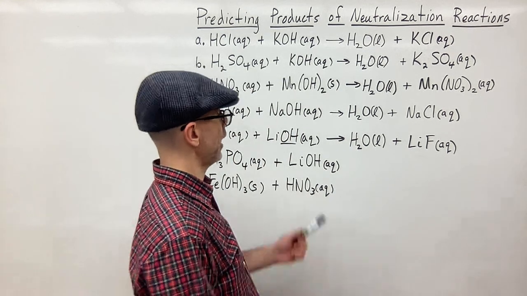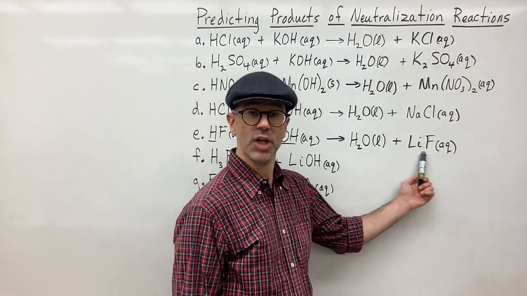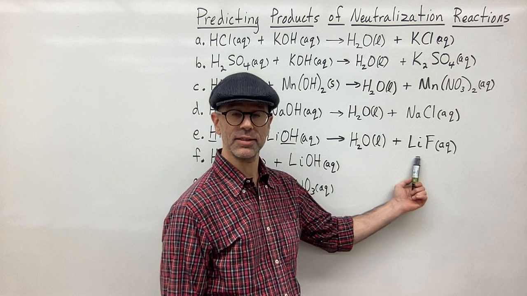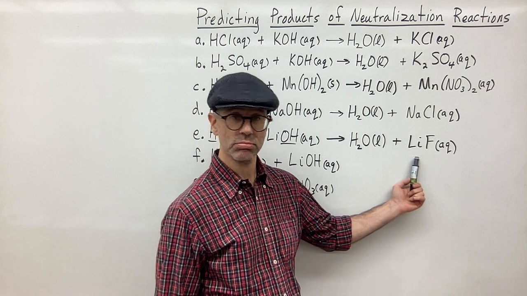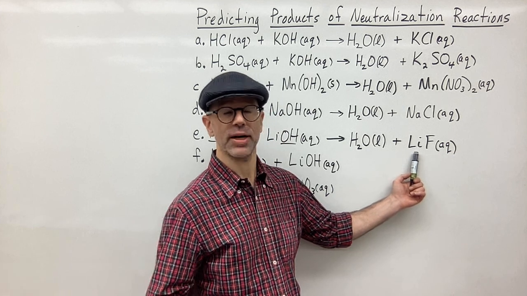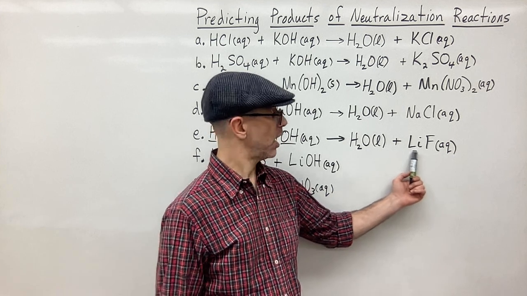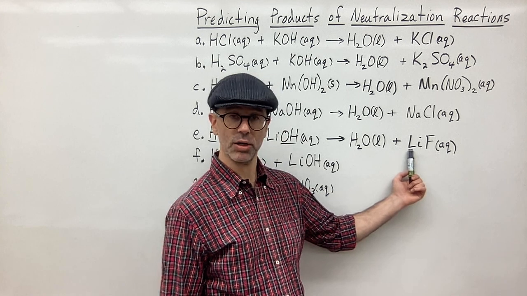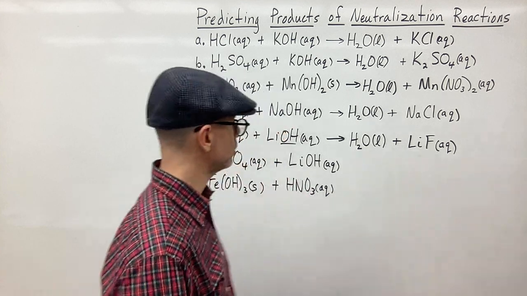Also, keep in mind that one of the solubility rules is that anything with a group 1 metal in it is going to be soluble. So group 1 metals and ammonium are going to be soluble. So here we have lithium, a group 1 metal, so it's going to be soluble as well.